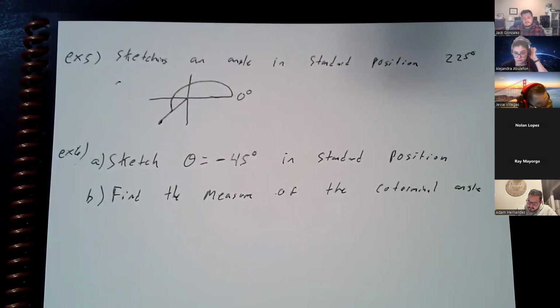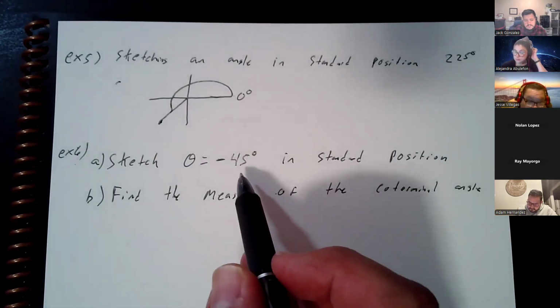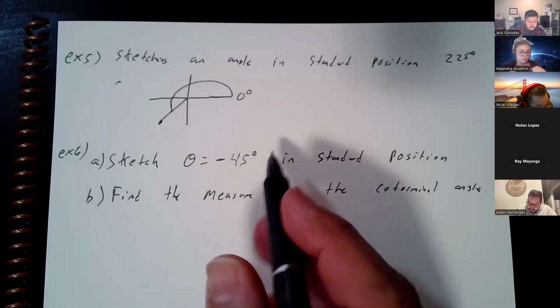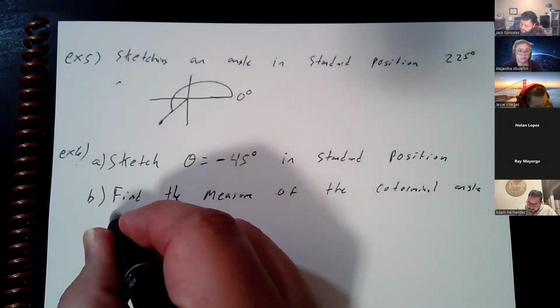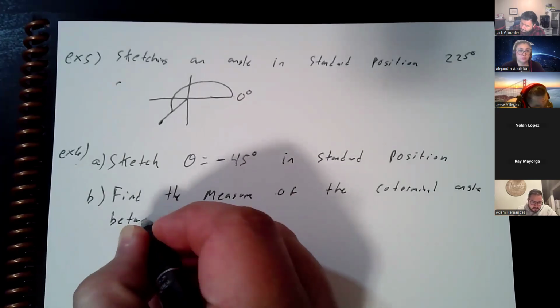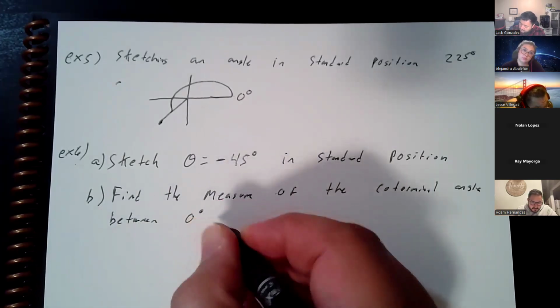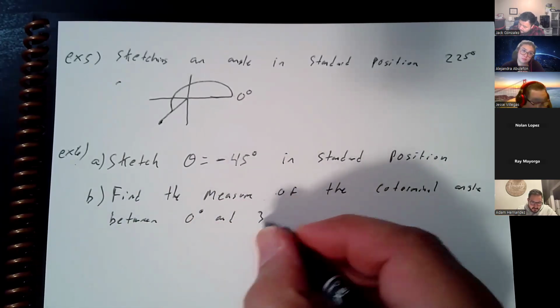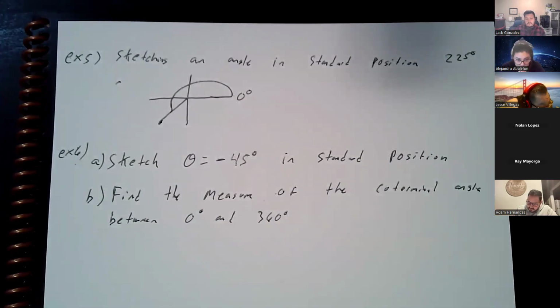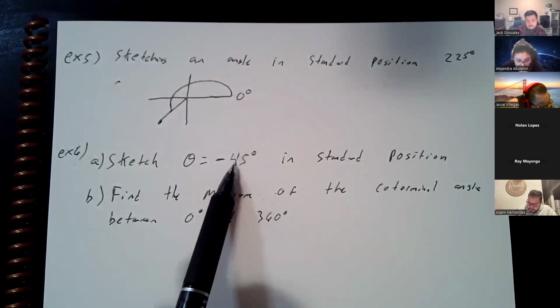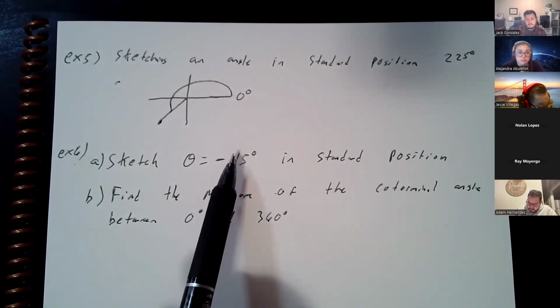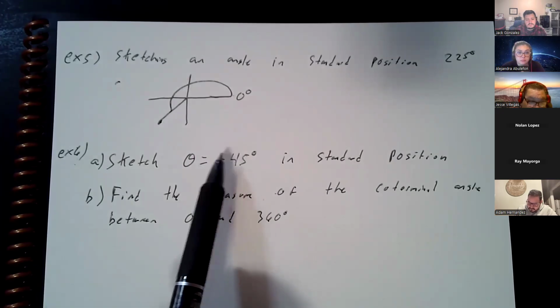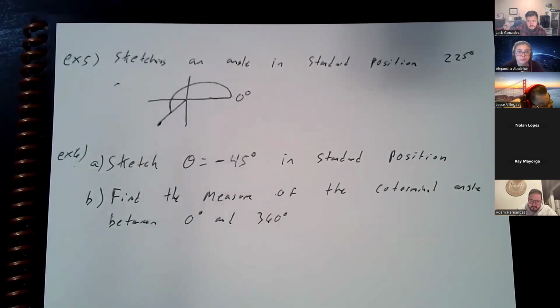So basically, when they say coterminal, they want you to find another angle that represents negative 45 degrees, but they're going to give you a restriction. They'll say between 0 degrees and 360 degrees. So basically, go to this location and find the positive version. You can do it visually with the chart, or you can add 360 to this, and you end up at the same place, but going the other direction.